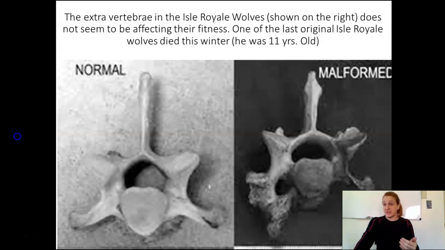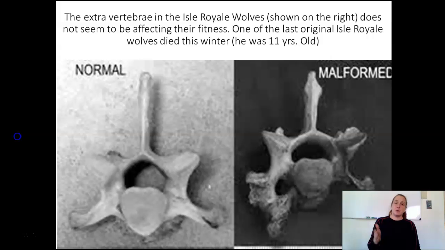It didn't seem to be affecting their health. Obviously, one of the wolves from the original population just died this last winter, the last wolf from that population, and he was 11 years old. So that's a pretty long time for a wild wolf to be able to live. But the decrease in genetic variation was showing up in the morphology, in their physical characteristics.